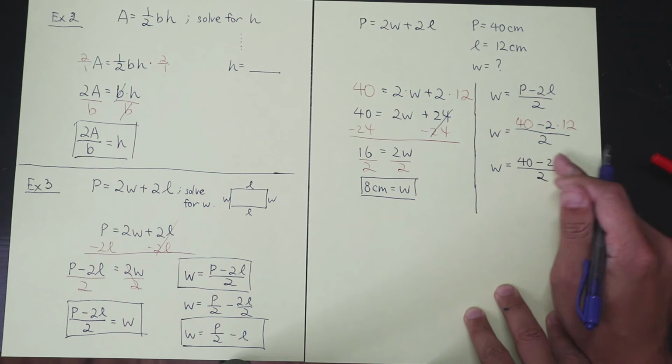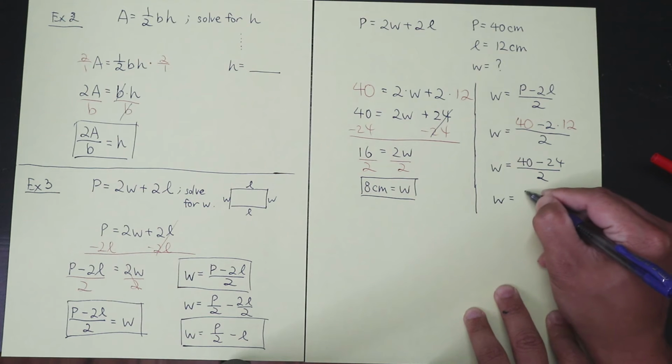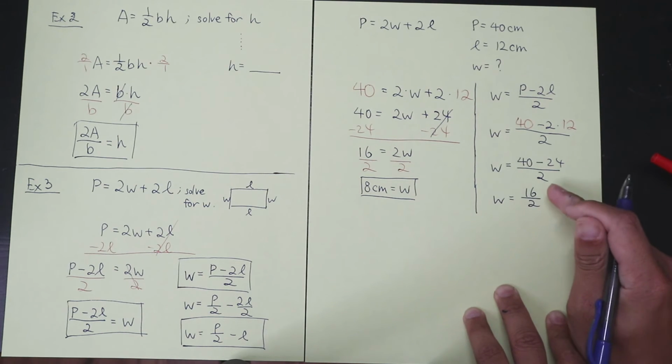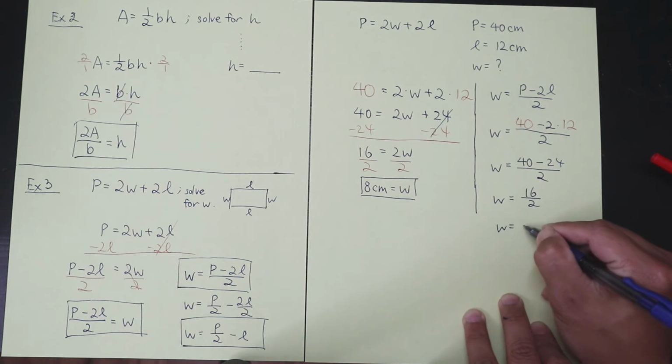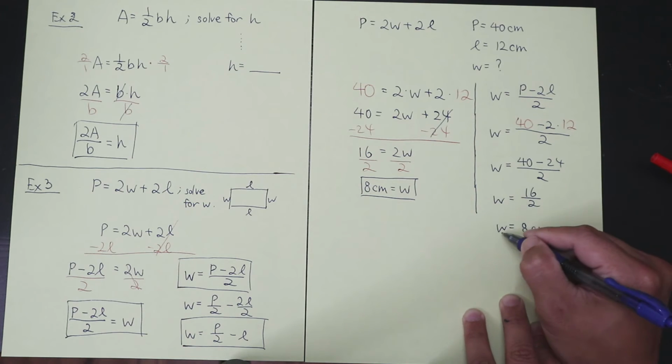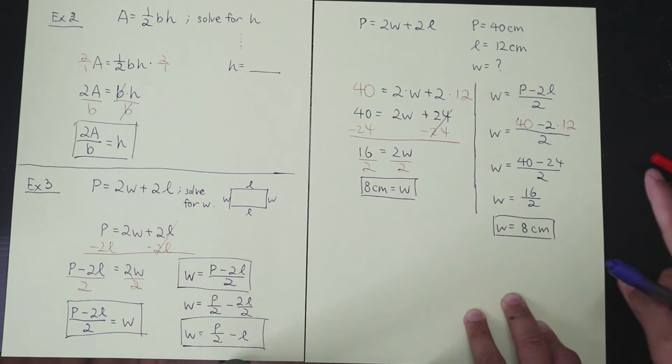So you do 40 minus 24, which is 16 on the numerator. And then 16 divided by 2, you get 8. Hey, you still get 8 centimeters. You notice that the steps are the same.